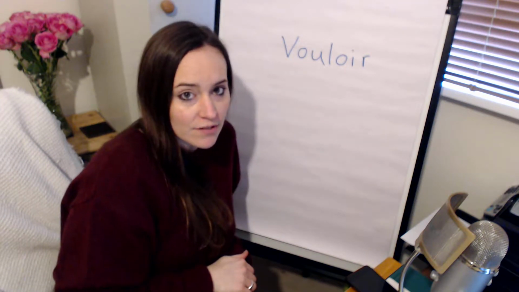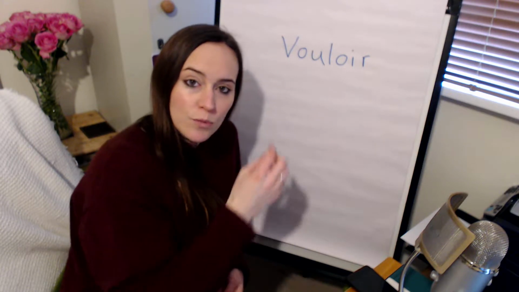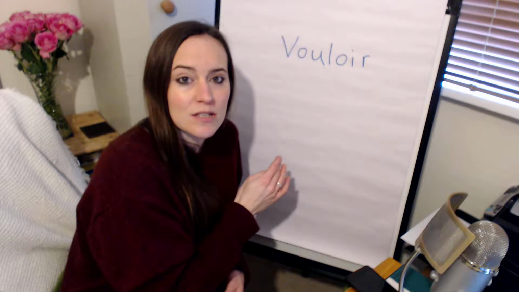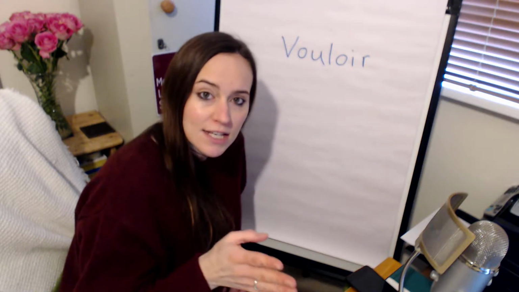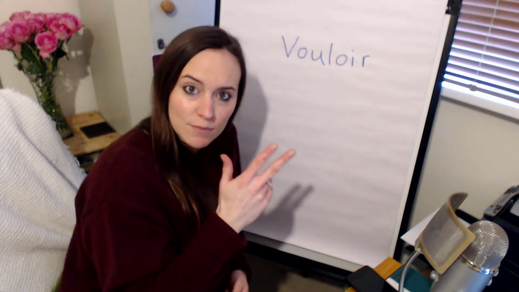It's a very irregular verb. So when I say irregular verb, what do I mean by that? I mean that when we conjugate the verb, it doesn't follow the pattern that you might expect, the pattern that regular verbs follow. So there are generally three main types of verbs.